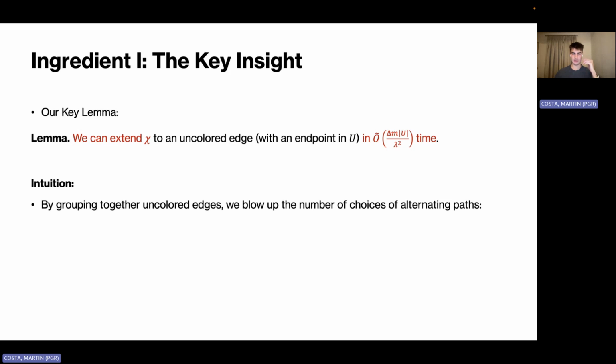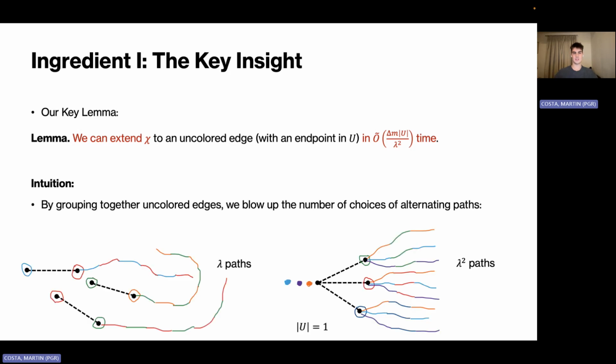And how do we actually do this? The intuition is that by grouping together uncolored edges in this small vertex cover U, we can blow up the number of choices of alternating paths. So for example, you can have a look at this picture. Suppose we have three uncolored edges that are just forming a matching, right? A small number of uncolored edges that are just forming a matching.